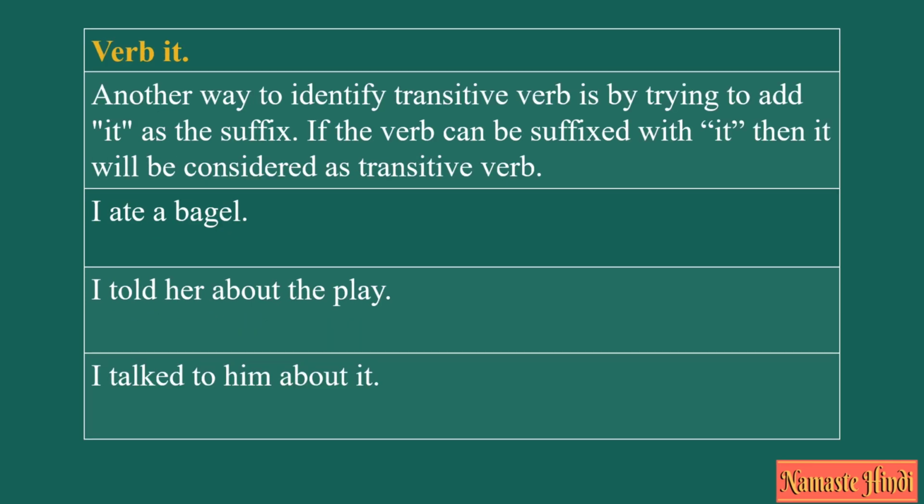Another way to identify a transitive verb is by trying to add it as a suffix. If the verb can be suffixed with it, then it will be considered a transitive verb. Let's see if verb plus it makes sense in the following sentences. Sentence, I ate a bagel. Can you say ate it or eat it? Yes, sounds correct. So, eat is a transitive verb.